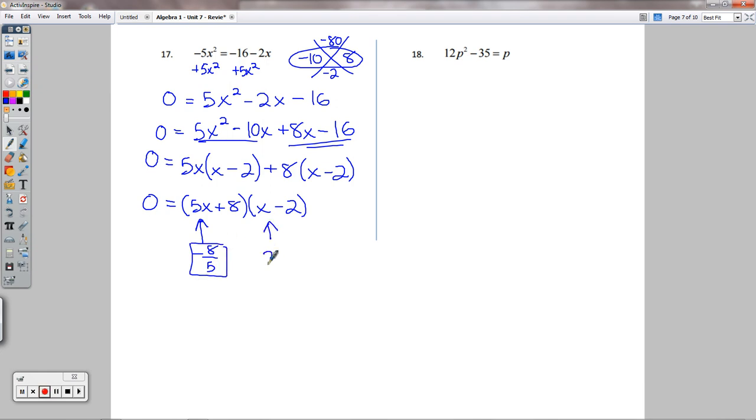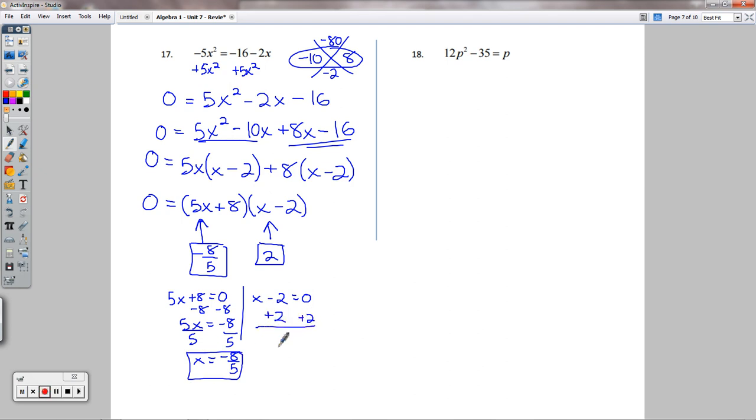Or you could say, for that one, 2 minus 2 would make that 0. If it helps you to write that out, that 5x plus 8 equals 0 and x minus 2 equals 0, please do that. So if that is going to help you get the answer correct, don't be afraid to show a little extra work there. So if you add 2 here to both sides, you'll have x equals 2 that way. So what makes each factor 0? You can solve it like that, or you can use the shortcuts like that.